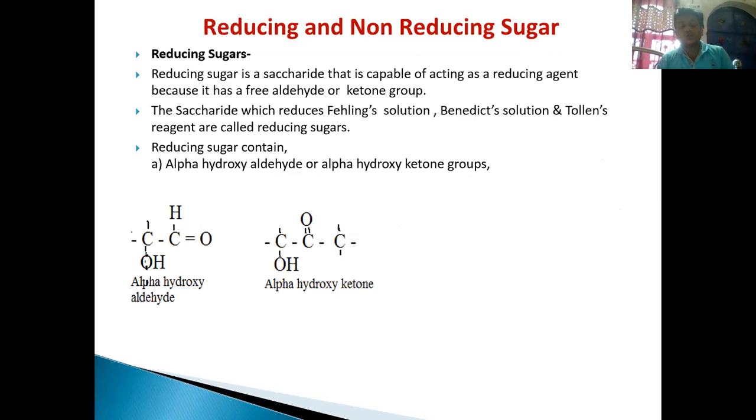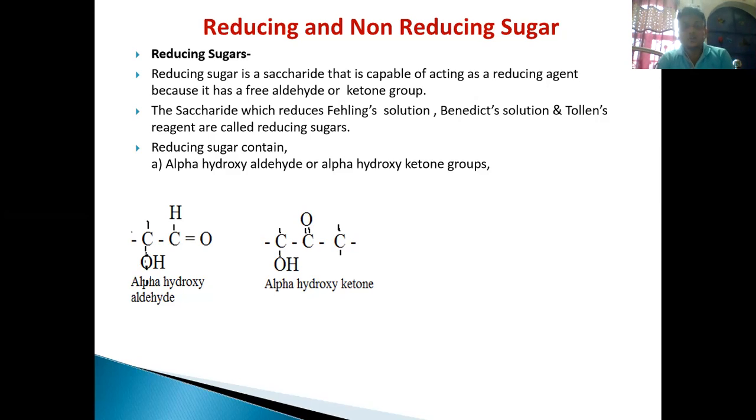Now, reducing and non-reducing sugars. Basically, a reducing sugar is a sugar that has a free aldehyde or ketone group. The saccharides which reduce Fehling's solution, Benedict's solution, and Tollens' reagent are called reducing sugars. Basically, these solutions are used to identify the reducing sugars.